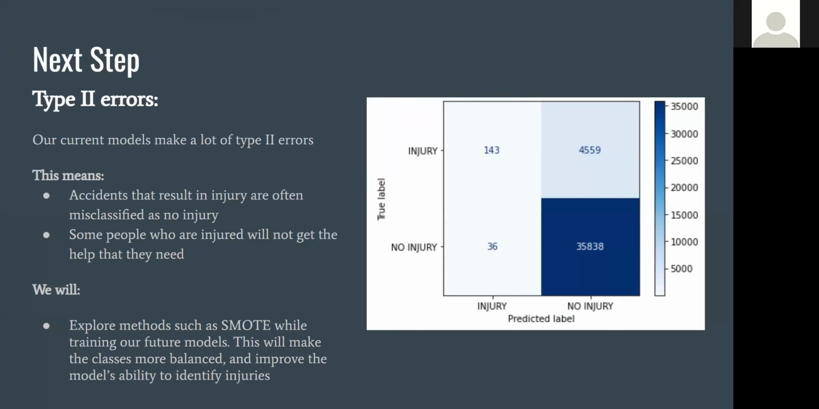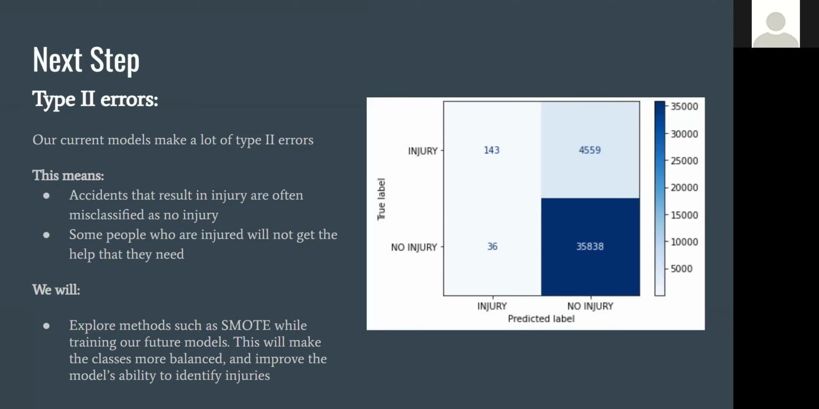So for our next step, we realized in all of our baseline models that they were making a lot of type 2 errors. In this context, a type 2 error would be when somebody in the vehicle is injured, but we classify them as not injured. And this has an effect on our user base because some people who are injured and need help are not going to get the ambulance that they need.